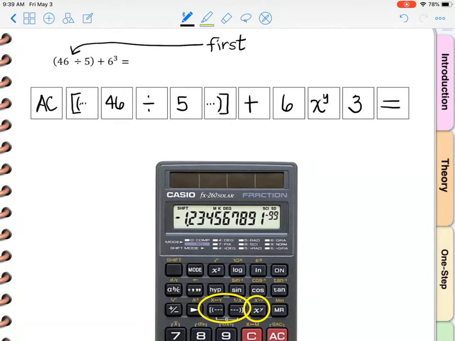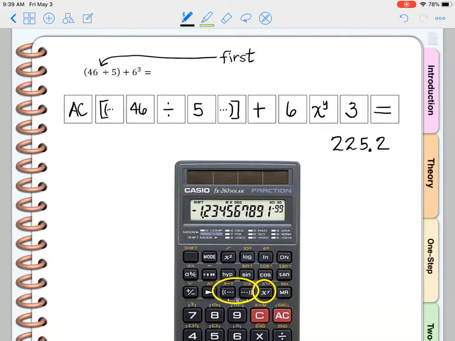And let me type this in exactly the way I've shown you. So all clear, open parentheses, close parentheses, plus 6xy3. You should get 225 and 2 tenths, 225.2. So if you have a problem that has a problem in parentheses, this is how you could do that.